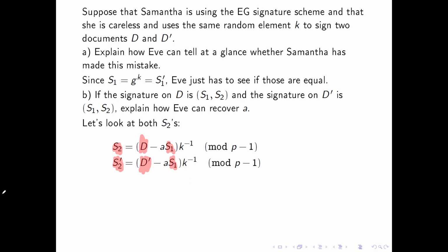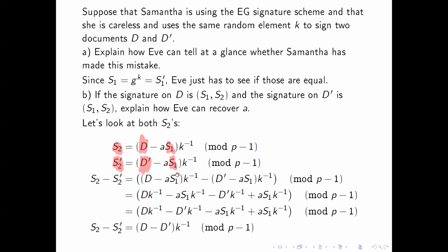Now, the way we would solve in this particular situation is you just subtract them. So take the top equation and subtract the lower equation, and we get this minus this. But again, if you multiply out our K inverses, I get this line right here. Rearrange them, and notice we have D K inverse minus D prime K inverse minus, now this is the key thing, I have A S1 K inverse plus A S1 K inverse. Those two are going to cancel out, and then I can factor out these. Now, if I do that, I have this.